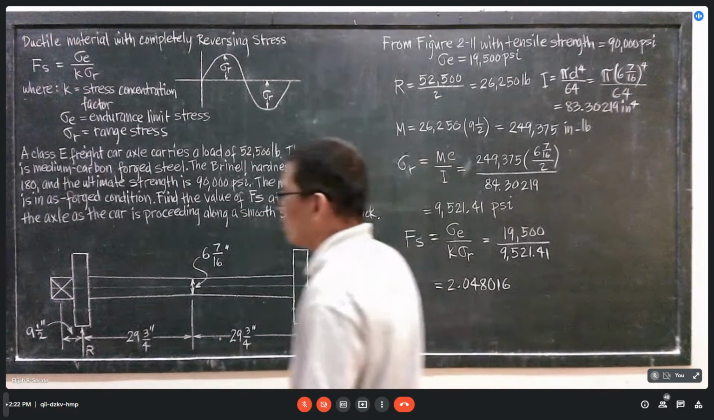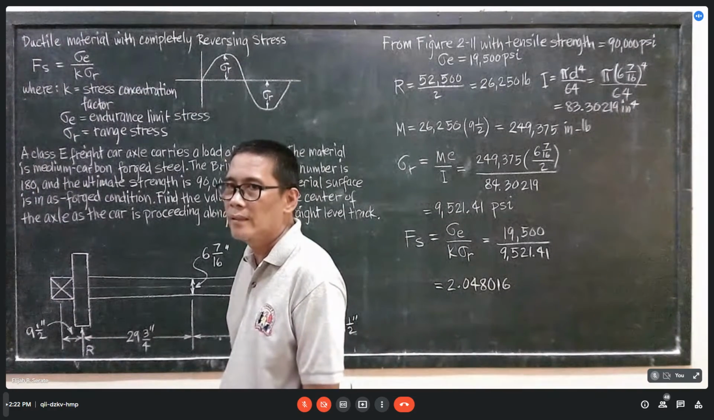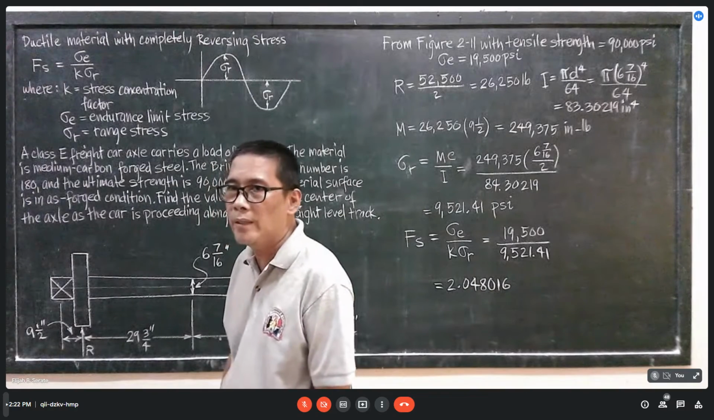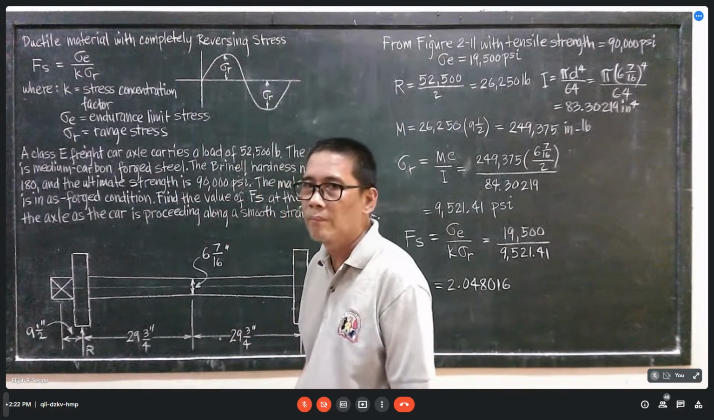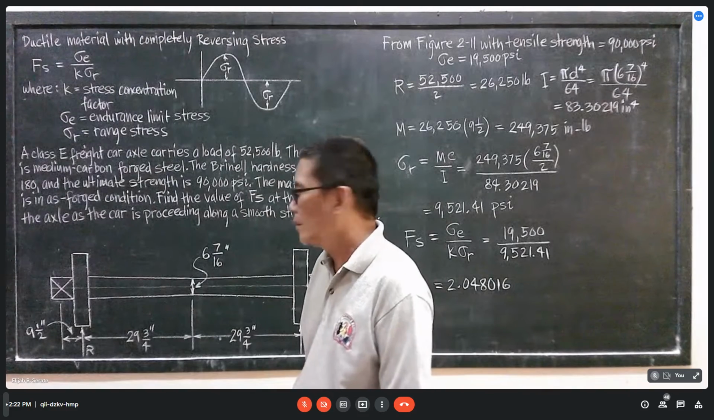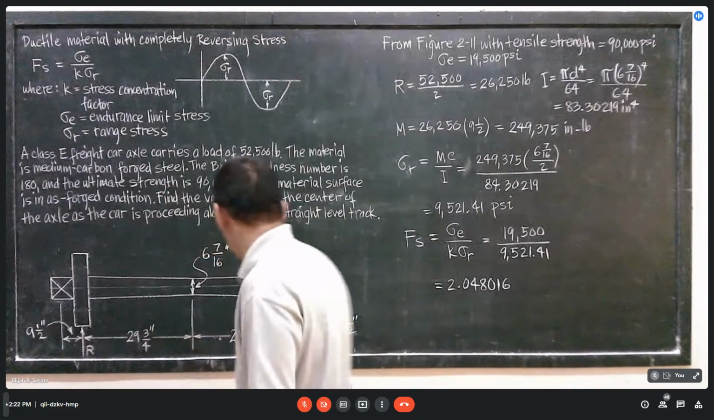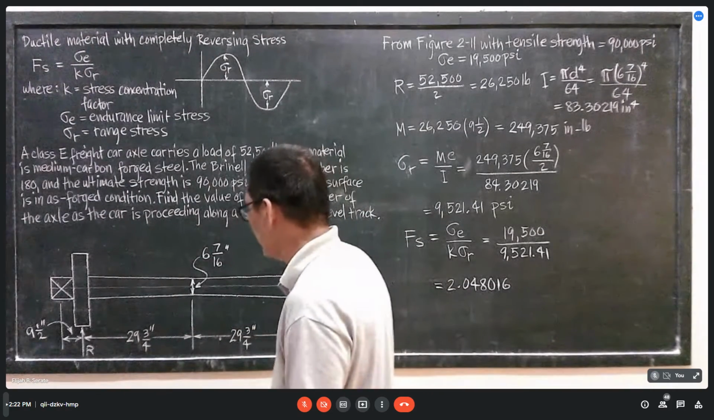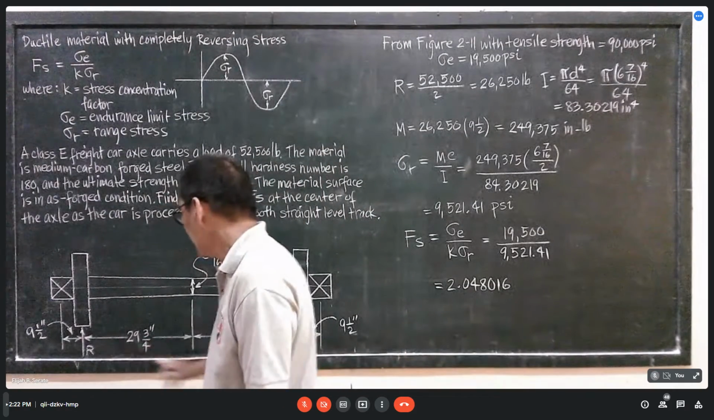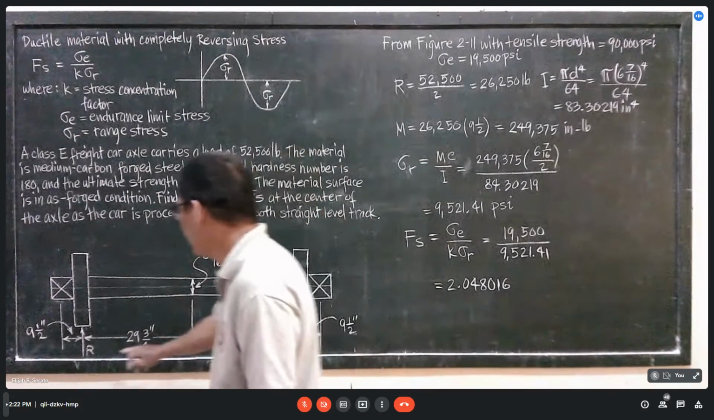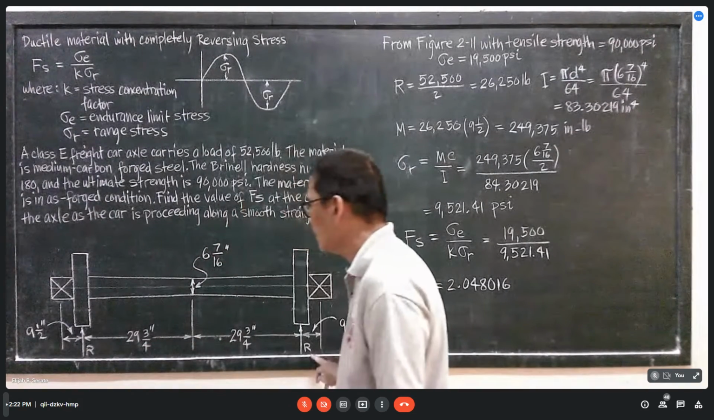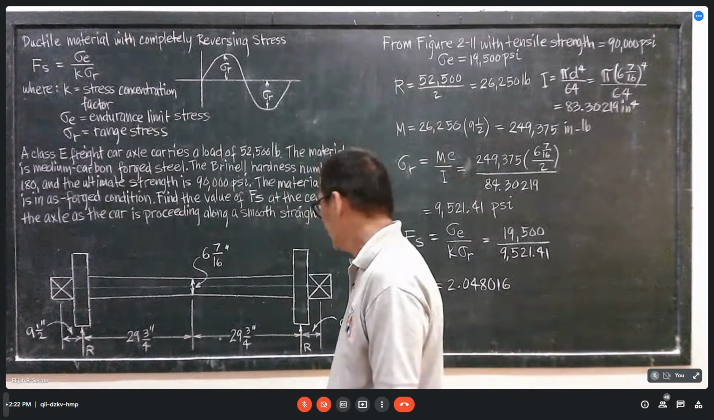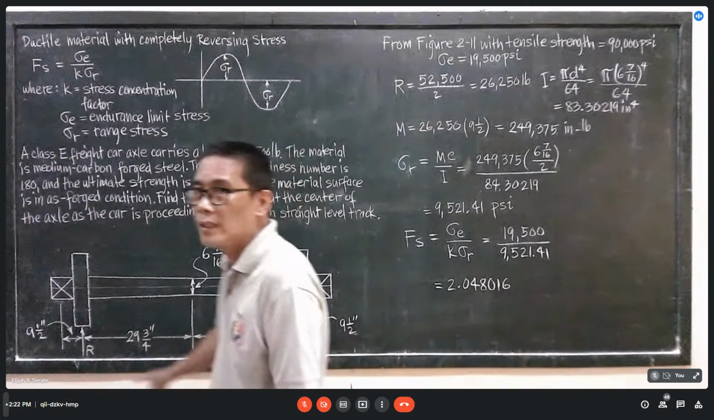And the reaction on the wheels will be where? Okay, from the wheels reacting that way. So since it's also identical or symmetrical, then our reactions here are the same, 26,250.